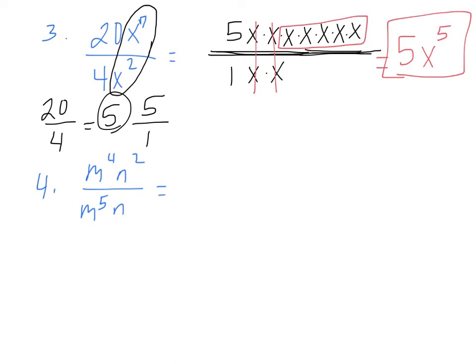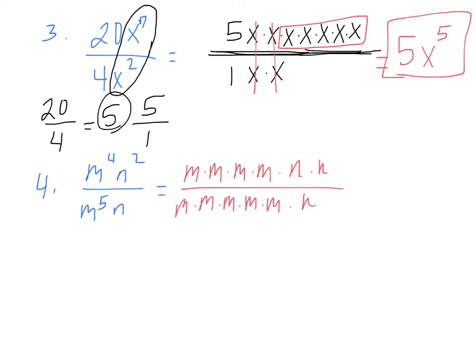Let's try the next one. When in doubt, you guys already know it by now, I'm going to write it out. m to the 4th power simply means m times m times m times m. And now we have 2 n's in the mix. Put that there. 4 m's on the bottom, 1, 2, 3, 4. And then 1 n on the bottom.